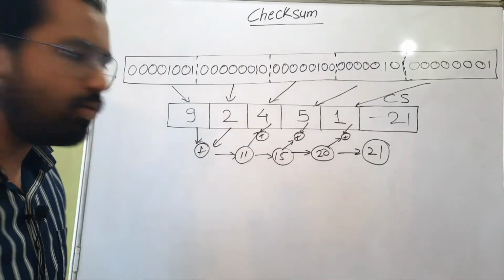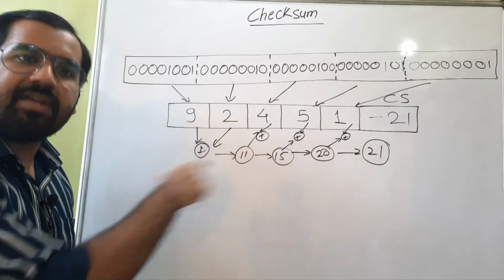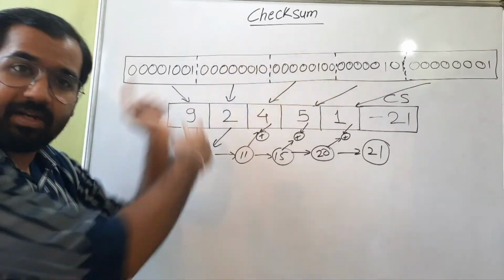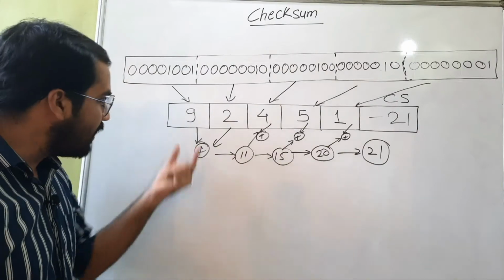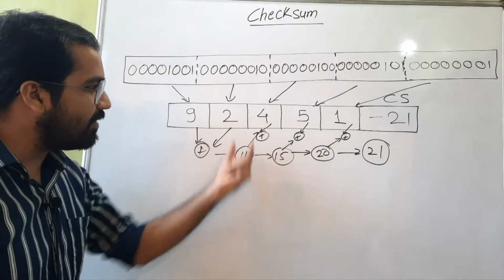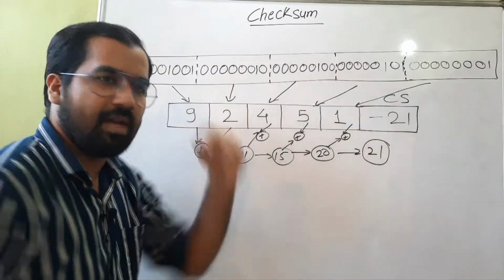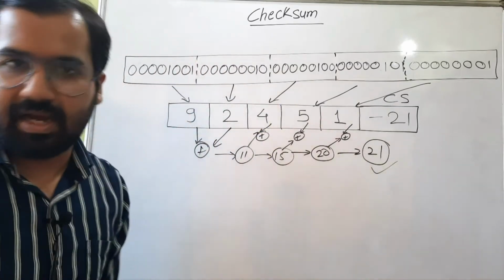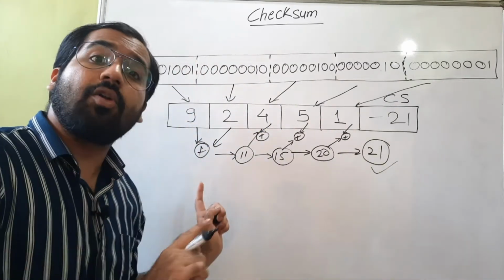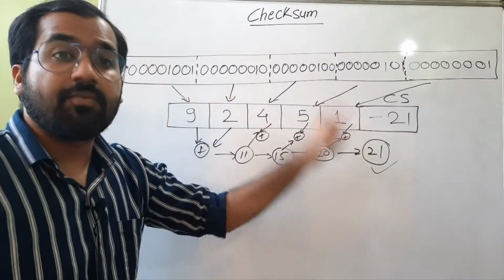What will the receiver do? It will perform the same thing. It will check the sum. It will take the sum and then check the sum. So it will take 9 plus 2, 11, then 15, then 20, and then 21. So this number is generated at the receiver end. The same procedure that was followed by the sender is followed by the receiver.